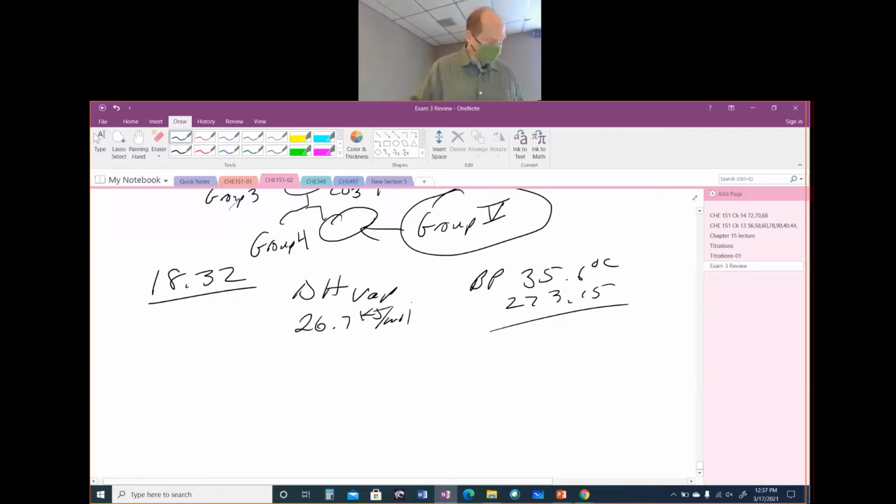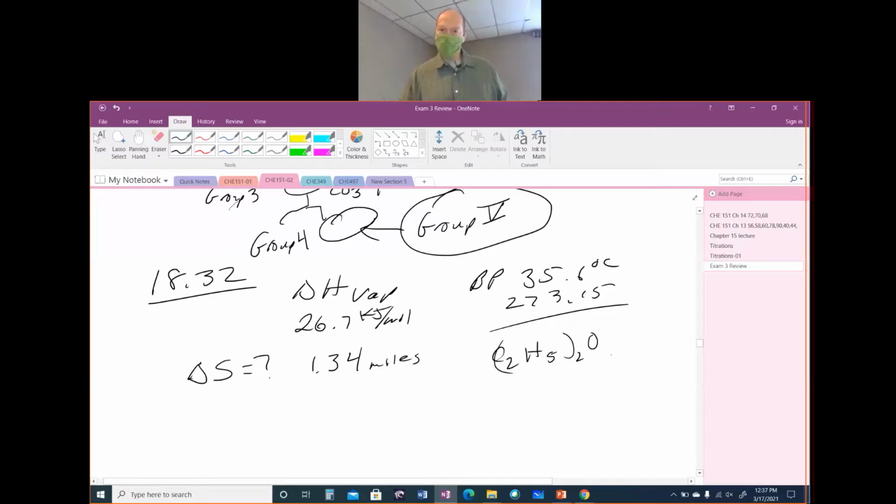kilojoules per mole. What is the entropy change when 1.34 moles, sorry, vaporizes at its boiling point? All right, so we are doing a vaporization. All right, and so we have your C2H5 sub 2O. We're vaporizing it.